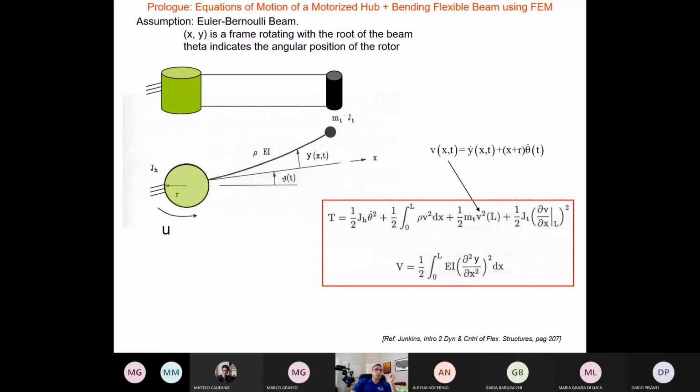You can write the kinetic energy of the entire system, rotational plus translational plus the one that has to do with the continuum, which is the integral that you see from 0 to L for the linear velocity. Rho is the density of the beam, and then this is the term that has to do with rotation, which changes according to where you are along the beam. And then this is the potential energy that only has to do with, of course, the flexible part, which is the beam itself.